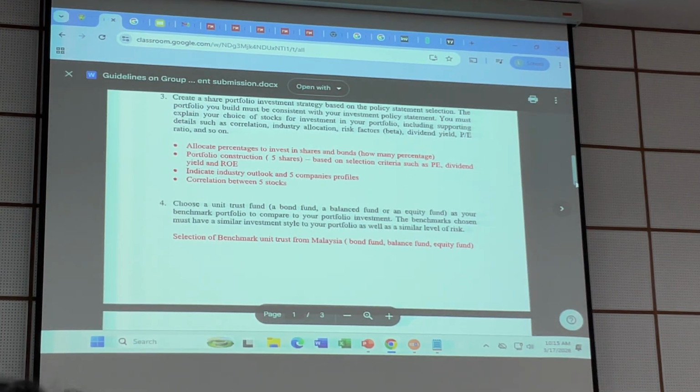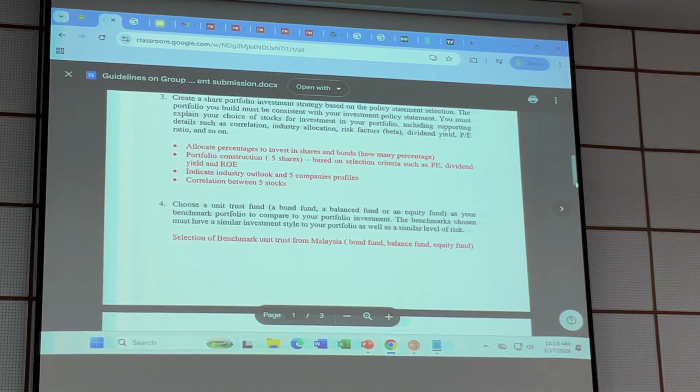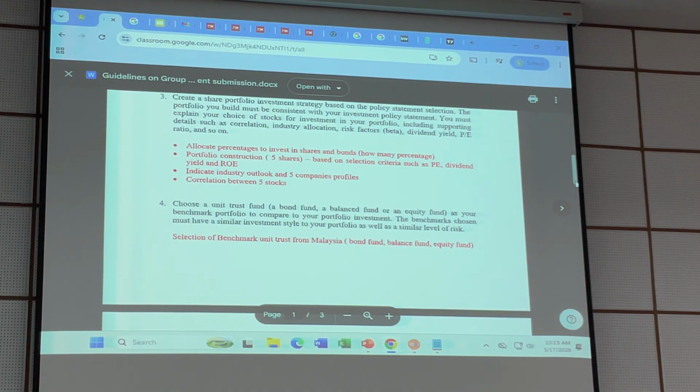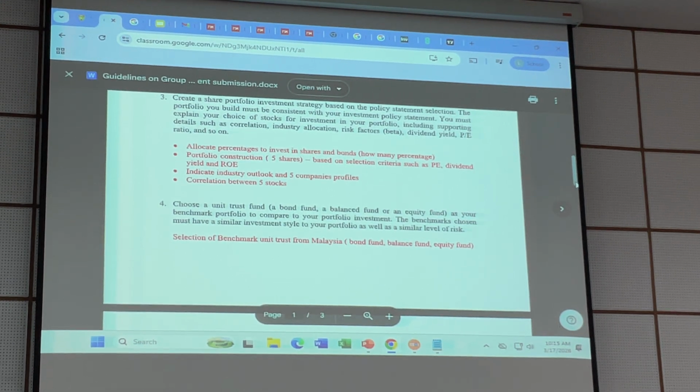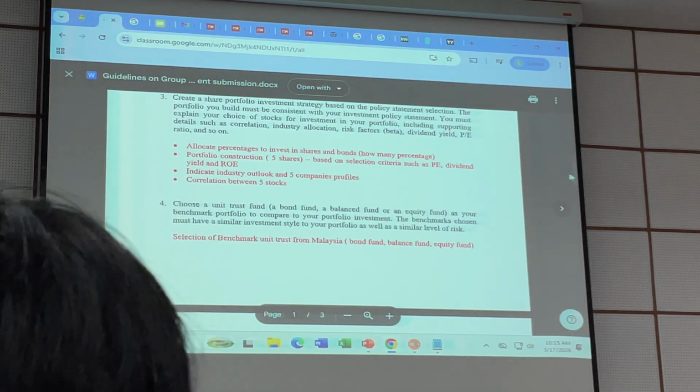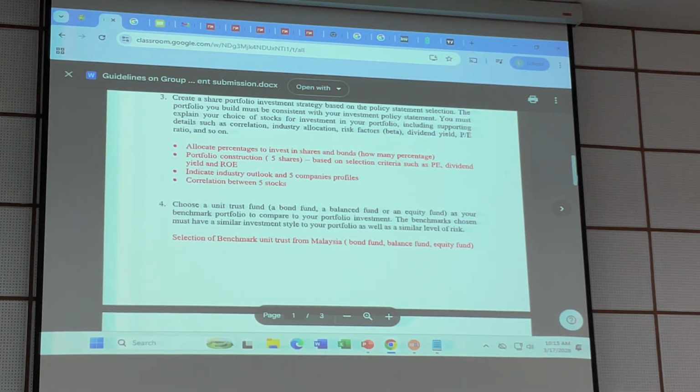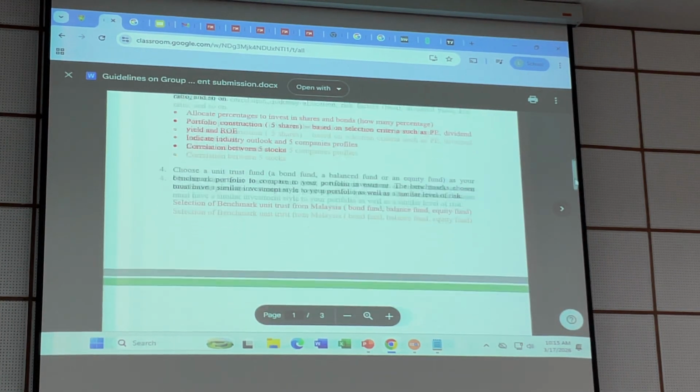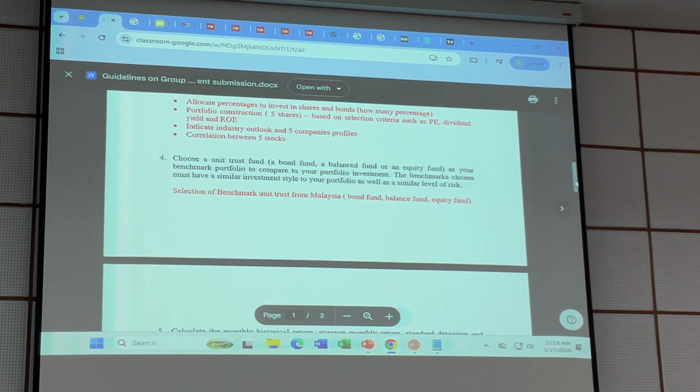So you recommend buying shares based on the sector, whichever you find suitable for Mr. Lee, and give me the PE, dividend yield, ROE. Also indicate the market and industry outlook and 5 company profiles. For example, you select the bank sector, CIMB Bank, Maybank, and you give me some company profiles and the correlation between the 5 stocks, whether negative or positive, using Excel to calculate. And you have to calculate the individual stocks. Okay, later we will mention the calculation. And use a unit trust, whether balanced fund, bond fund, or equity fund, as a benchmark.